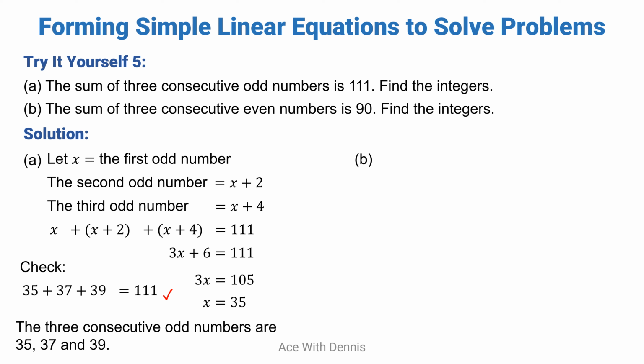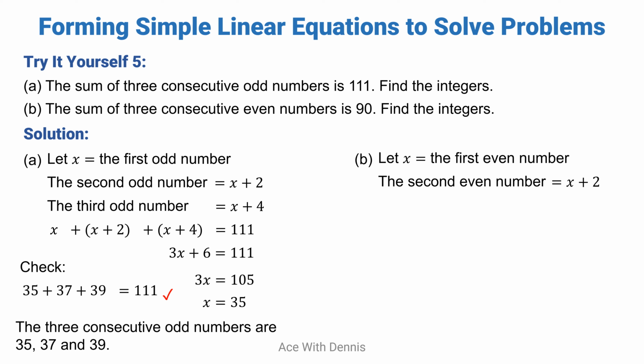So for B, the steps are very similar. This is only for the even number case. So we let x be the first even number. The next even number will be 2 more than the first even number. Hence, the second even number is x plus 2. Similarly, the third even number is 4 more than the first even number. Hence, it equals x plus 4.